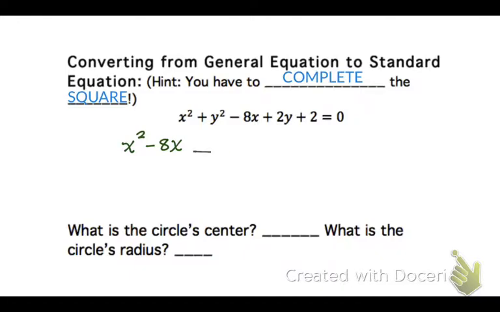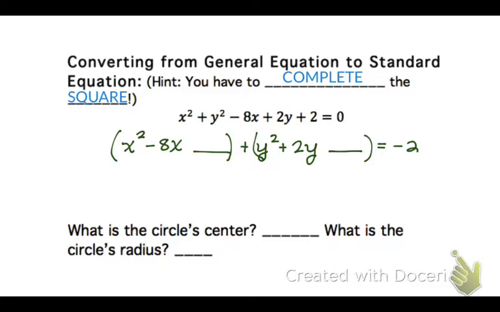And I'm going to leave a spot because I'm going to have to complete the square, because we said those are perfect square trinomials. So we're going to force them to be perfect squares here in just a second. Y squared plus 2y. Again, we're going to have to complete the square because we can only complete the square for one variable at a time. And I'm going to move that constant over to the other side of the equation.